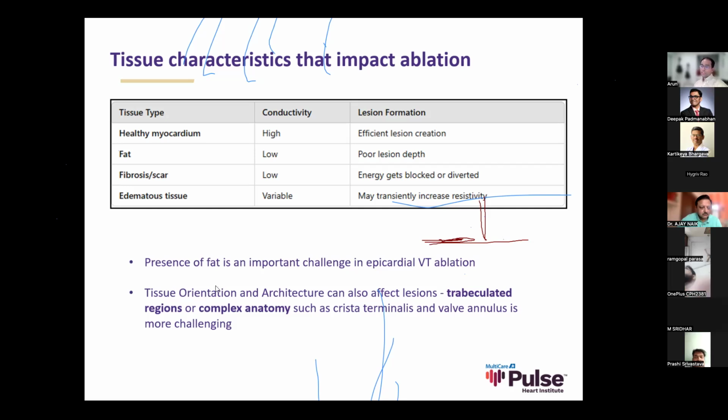The other thing is tissue orientation and architecture can also affect this. If you have trabecular regions or complex anatomy such as crista and valve annulus, that can lead to more challenging ablation because the conduction is not linear.